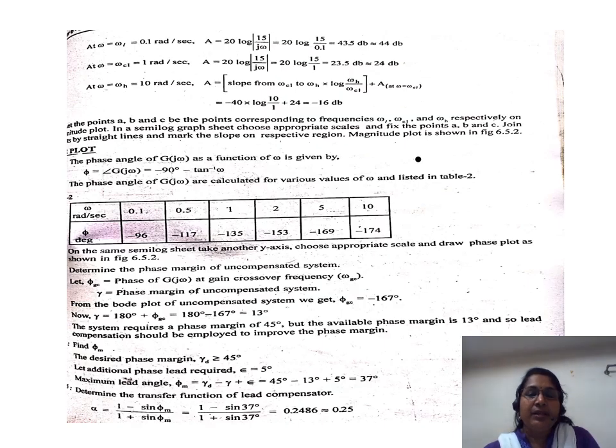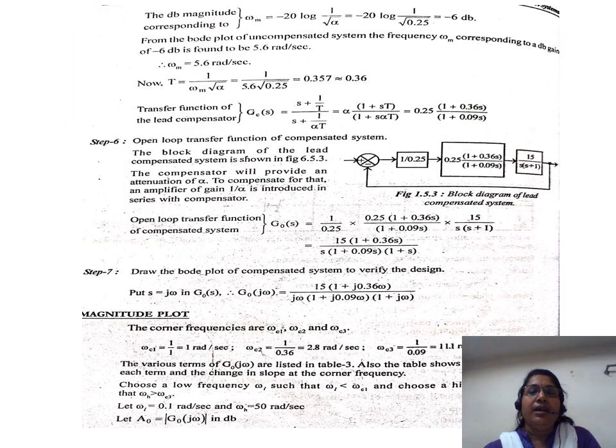For that, we will be taking epsilon as 5 degrees and we will be obtaining the phi m value as 37 degrees. From that, alpha we are obtaining as 0.25. Then the dB magnitude, from that omega m, we are getting as minus 6 dB. So for that omega m is 5.6 radians per second. So T we will be obtaining as 0.36. Gc of s we will be getting this function.